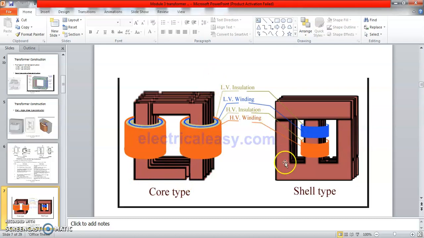This is core type and this is shell type. In core type, the winding is wound on the core. This is the limb. This is called the yoke, the upper yoke and below this is the yoke. This is the height. This is the core, this is the yoke. So this is the concept, and here the winding is wound on the core. This is shell type, for high current, low voltage application. The core type is for high voltage, low current. The laminations will be L shapes, whereas here they are E shapes.